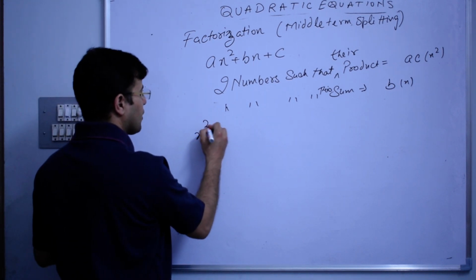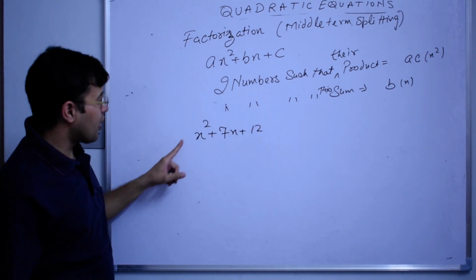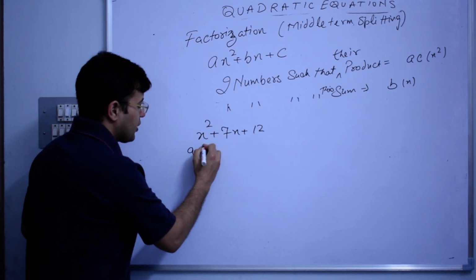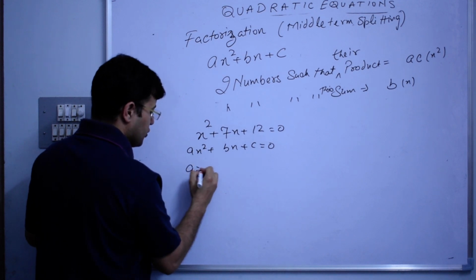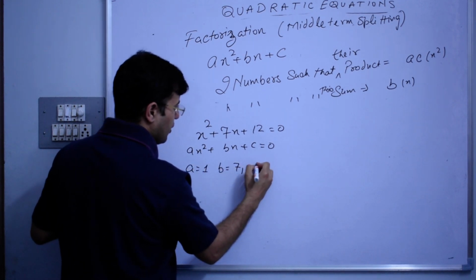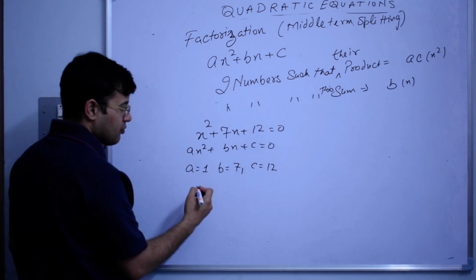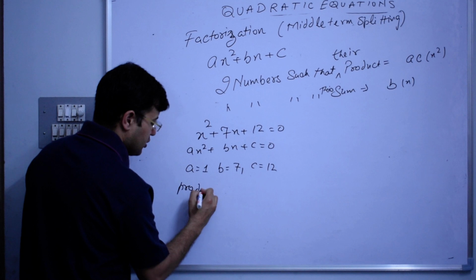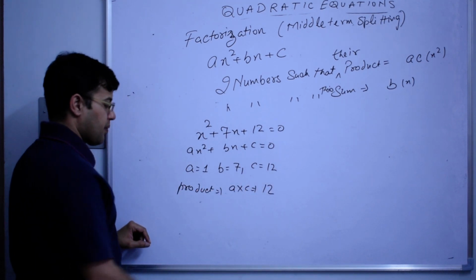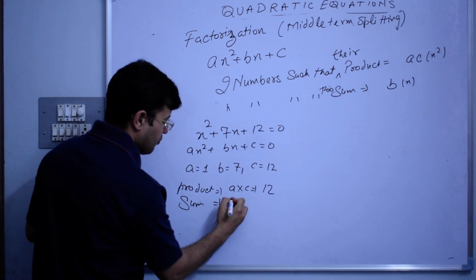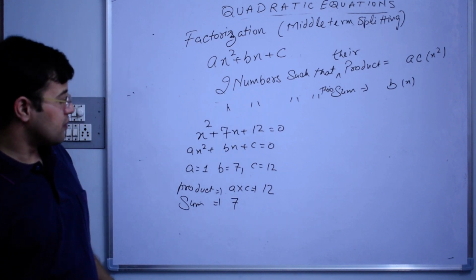Let's say the equation is x square plus 7x plus 12. Now I'll write down a, b and c, comparing it with ax square plus bx plus c is equal to 0. So a is 1, b is 7 and c is 12. Right. Now I need two numbers whose product is a into c, that is 12, and whose sum should be 7. Right. So now let's find out.